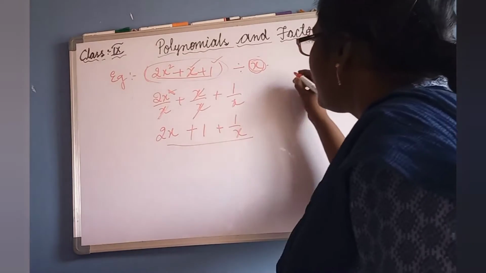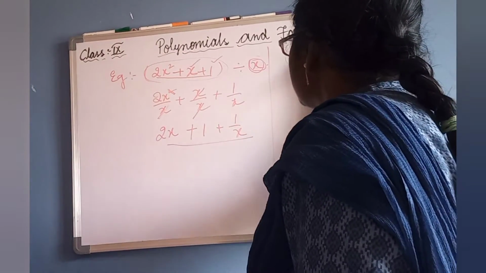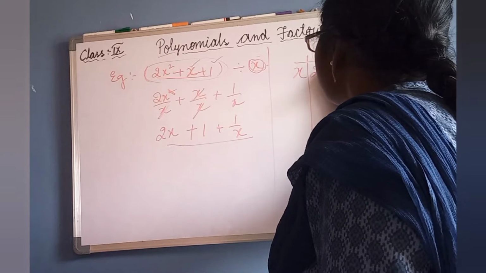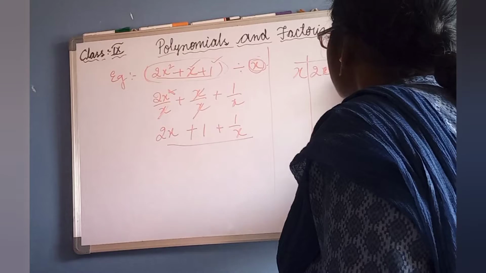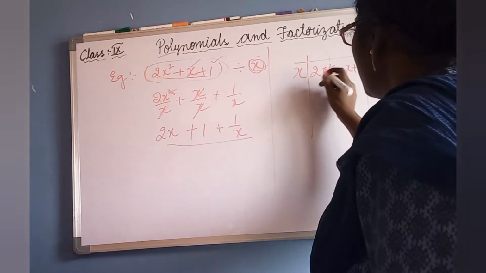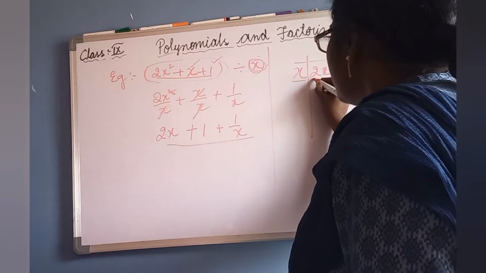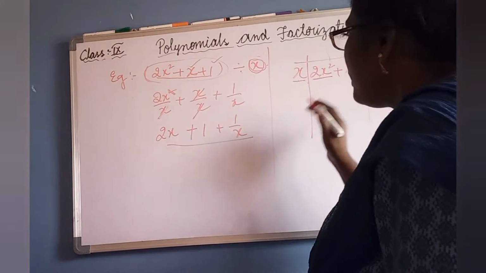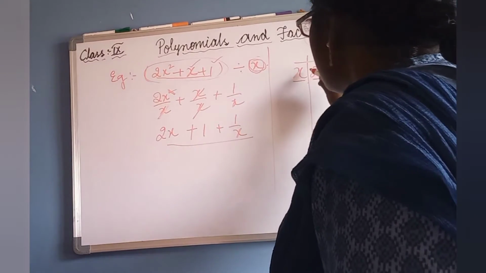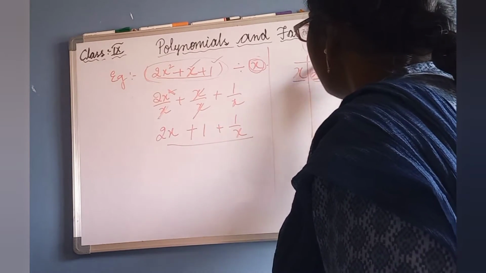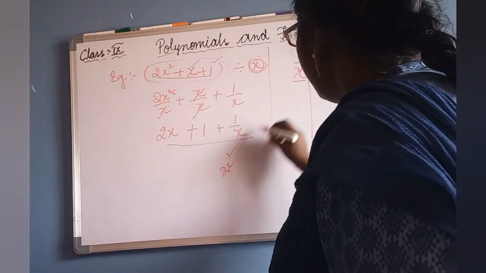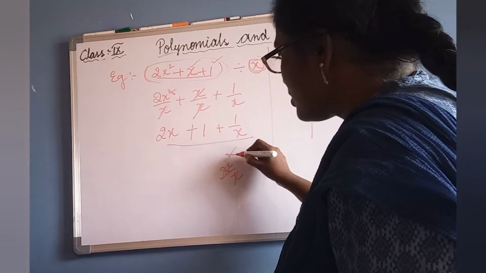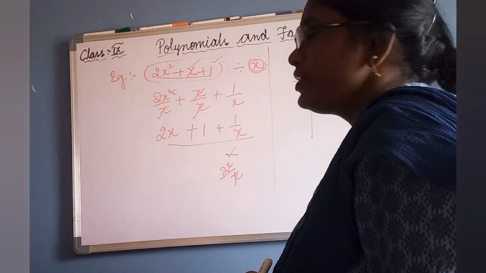And in the other method, when x divides 2x square plus x plus 1, how to do it? You take the first terms: this is 2x square and this is x. Normally, how do we do division in this way? First you take the first term 2x square and divide by x. So one x cancels and 2x remains over here.